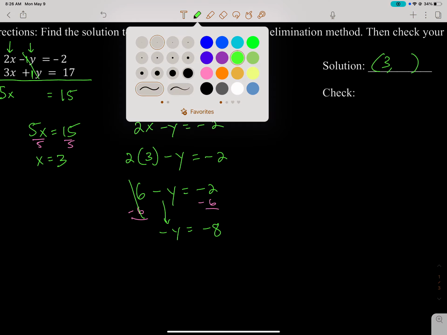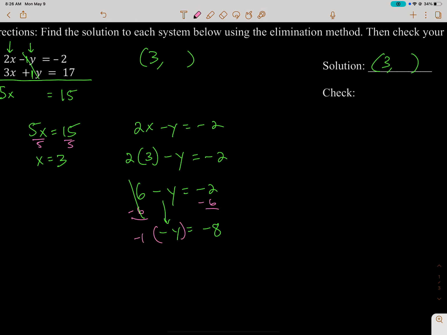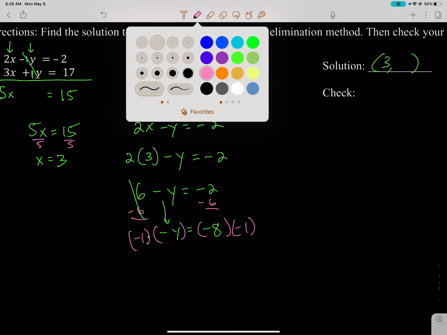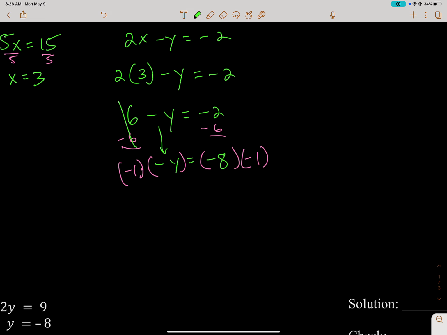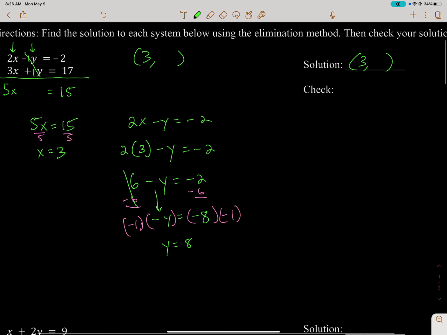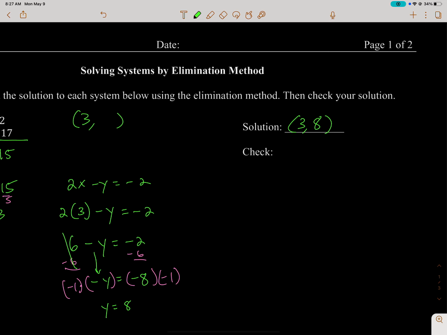Then I'm going to multiply both sides by a negative 1 to get rid of that negative sign in front of the y. So negative 1 times negative y is positive y. And then negative 8 times negative 1 is 8. So the y coordinate of our solution is 8.